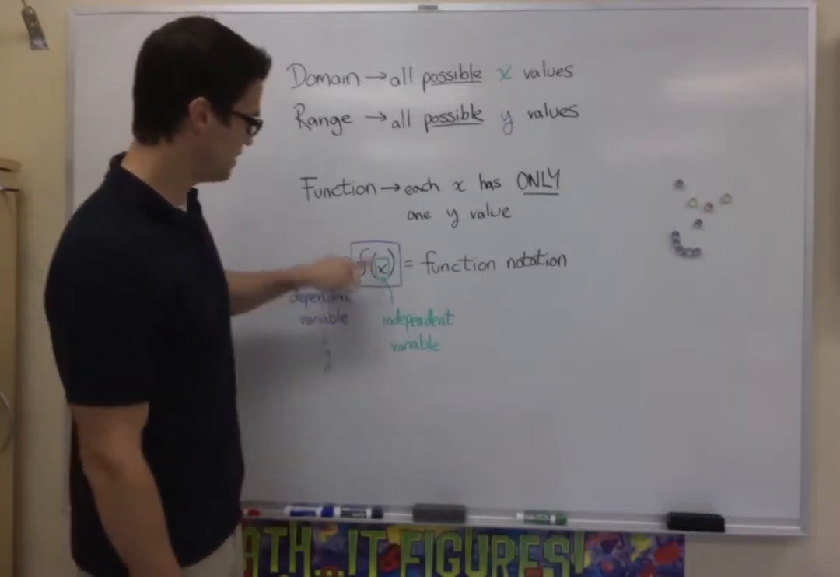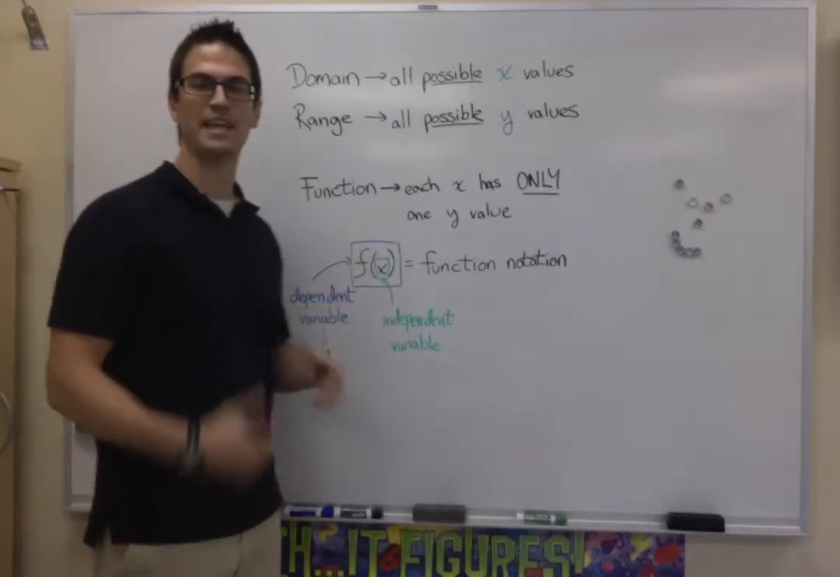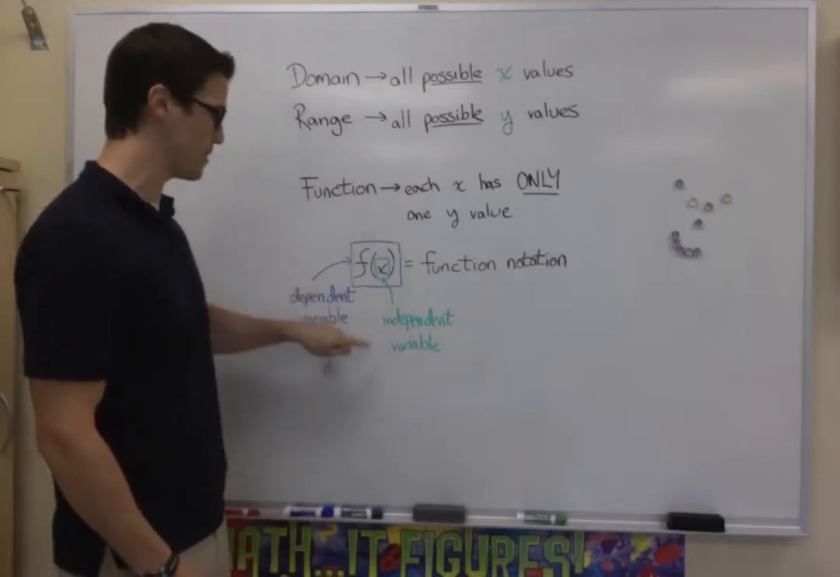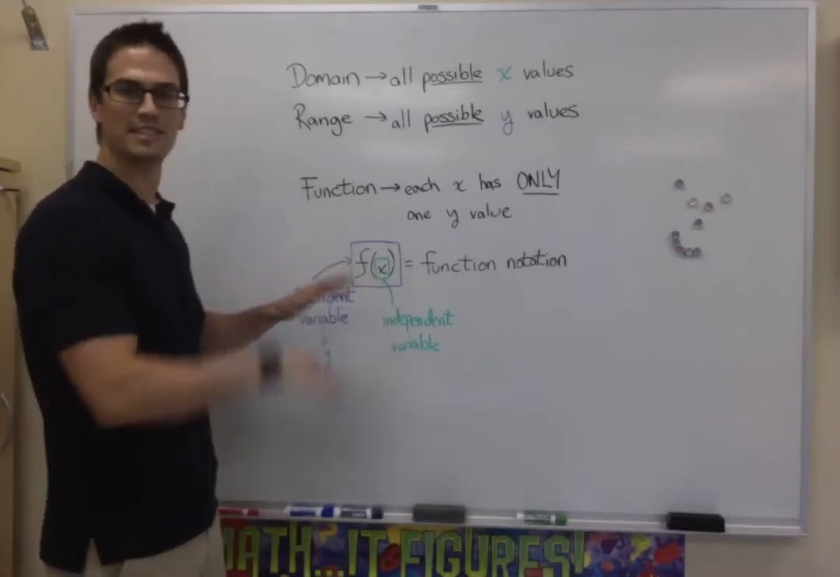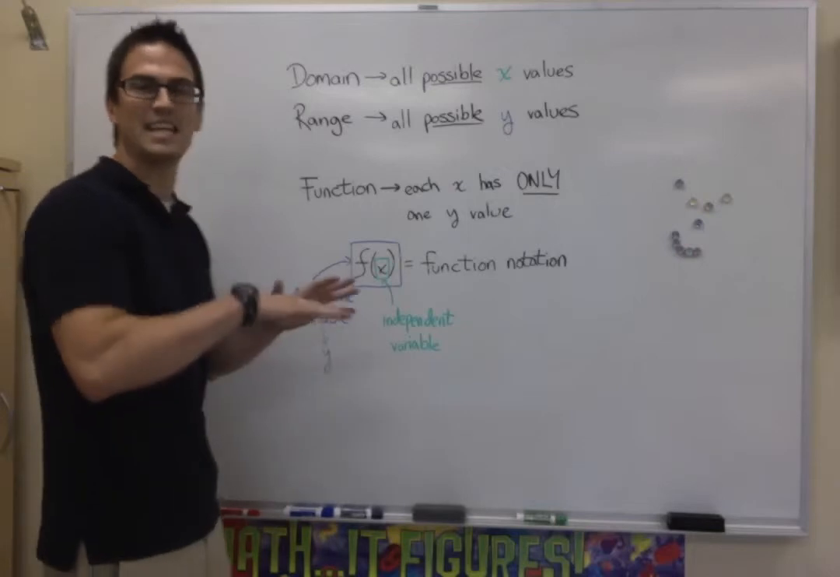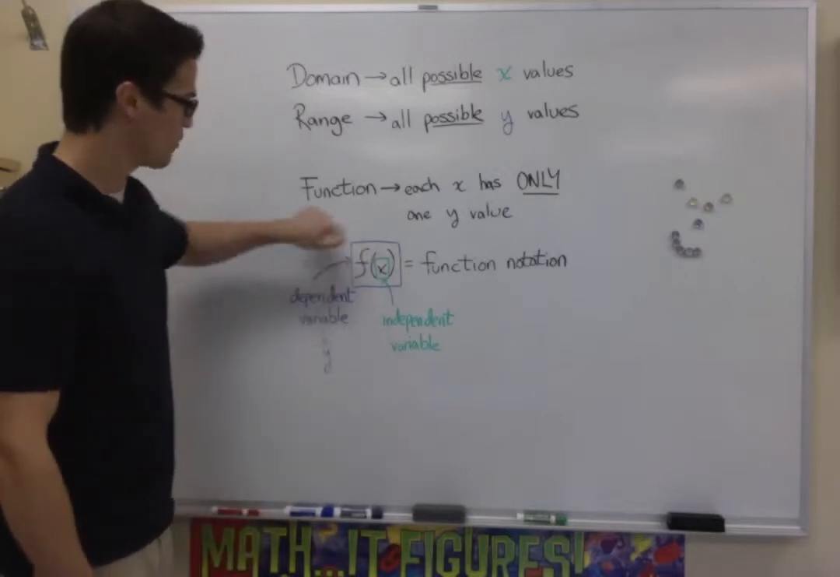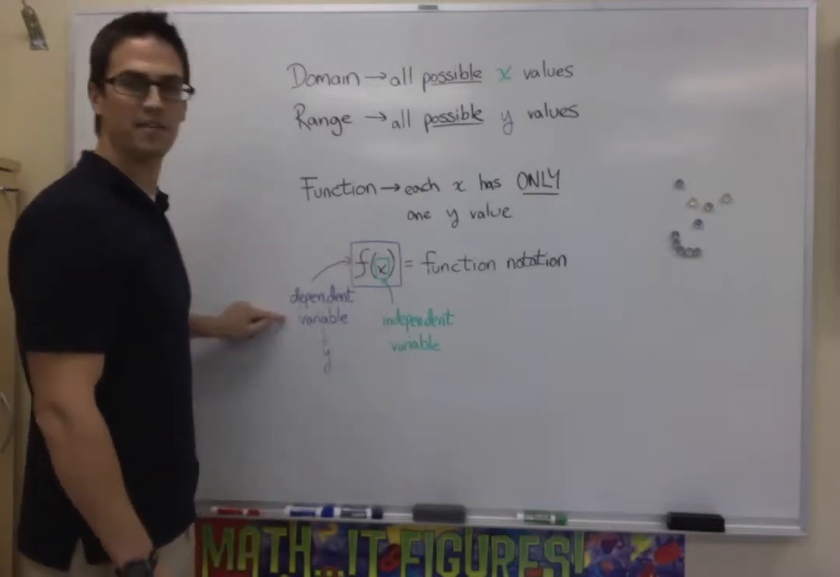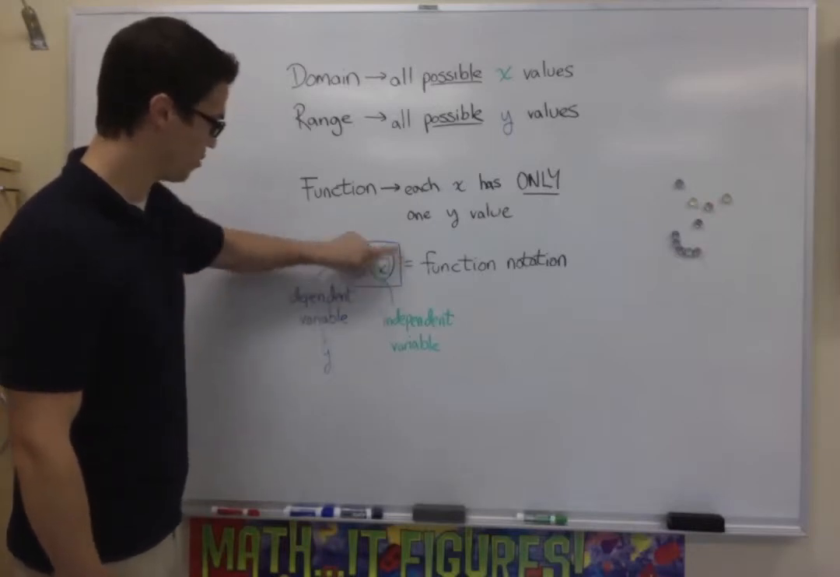And this inside variable is always considered the independent variable. An easy way to remember that is it's inside the function. It's inside the parentheses. It's the input for the function. Where the output would be the dependent variable, which is this whole thing, this whole f of x.